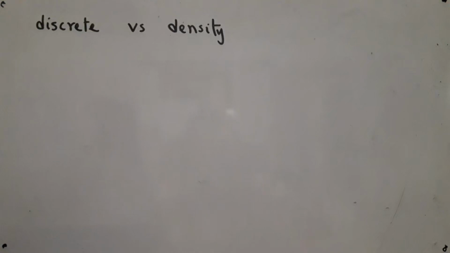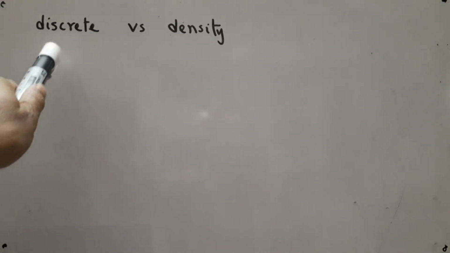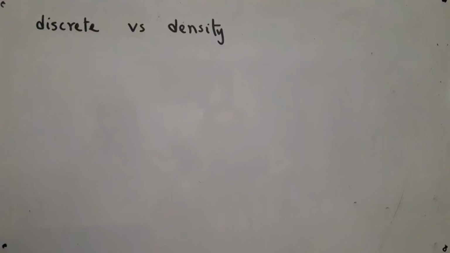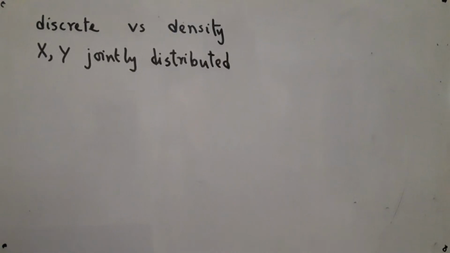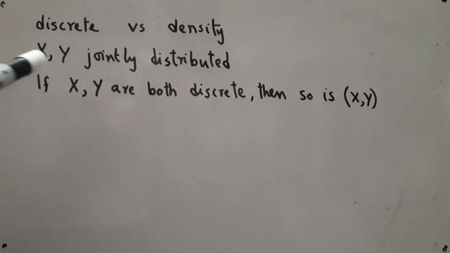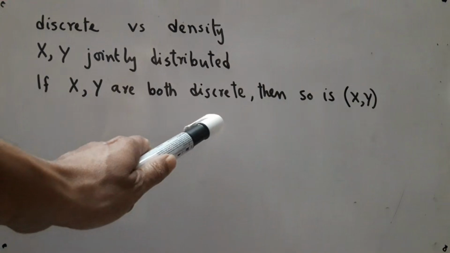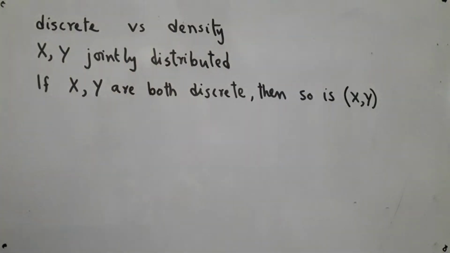In this video, we shall take a look at a difference between the discrete situation that we had discussed in SEM 1 with the density situation that we are studying now. Suppose that x and y are jointly distributed random variables. If x and y are both discrete, then so must be the joint distribution of x, y.